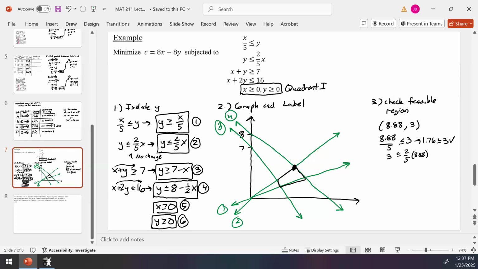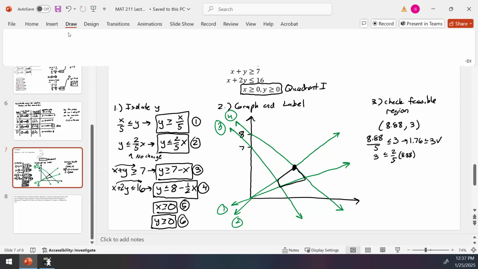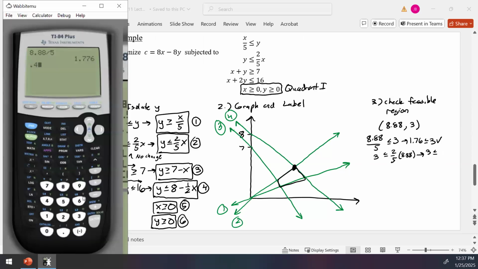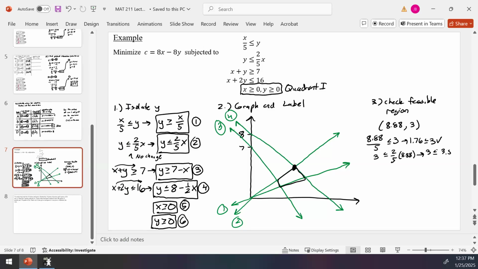And so what I end up getting here, let me just move this over a little bit. So 3 is less than or equal to 2/5, or 0.4, times 8.88, which is 3.552. So check. 3 plus 8.88, except I did that backwards. Let me make sure I do that correctly.